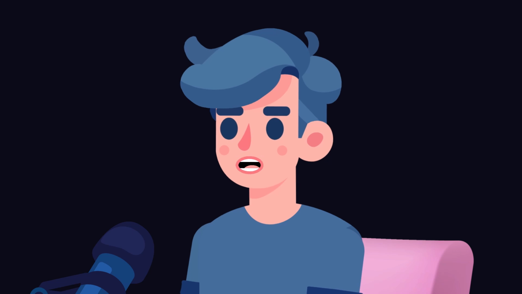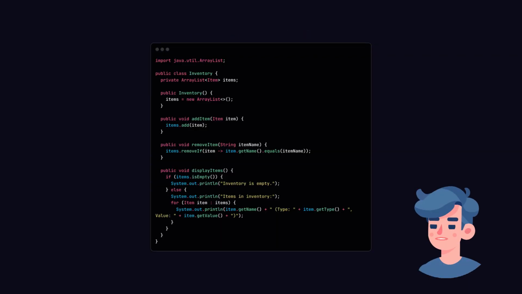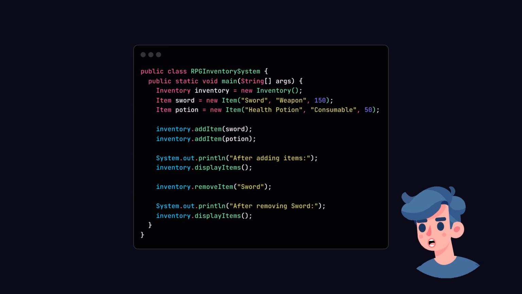Now, let's move on to the inventory class. The inventory class will manage a list of items. We can utilize an array list for this purpose and include methods to add, remove, and list items in the inventory. Here's what we've added to the inventory class. An array list to hold our items, a method to add new items, a method to remove items based on their name, and a method to display the current inventory.